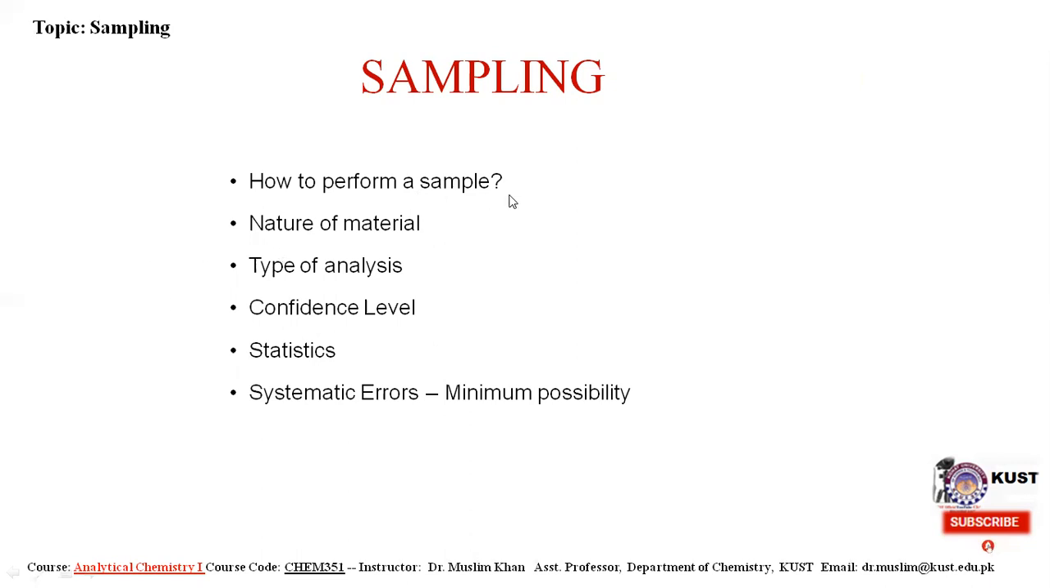Then, how to perform sampling, how to get it. The nature of the material is important. What type of material is this? Then comes sampling from that material, and then the type of analysis and what confidence level you need, and the statistics, the relative standard deviation. What standard deviation do you need, what accuracy, what precision do you need, the systematic error, and how to minimize it, you must take into account.